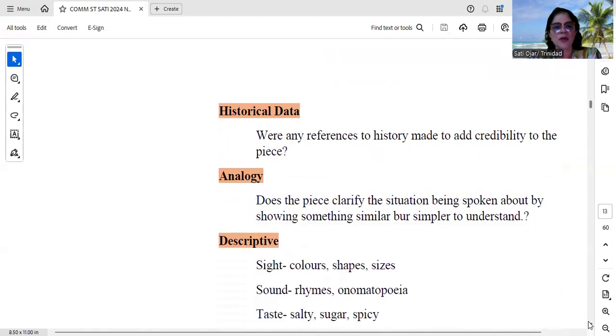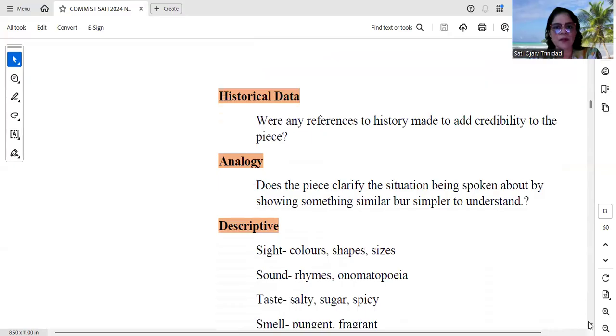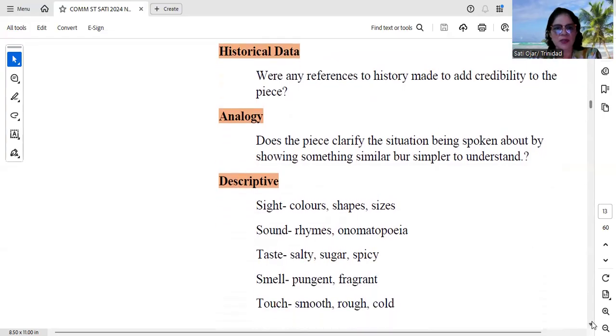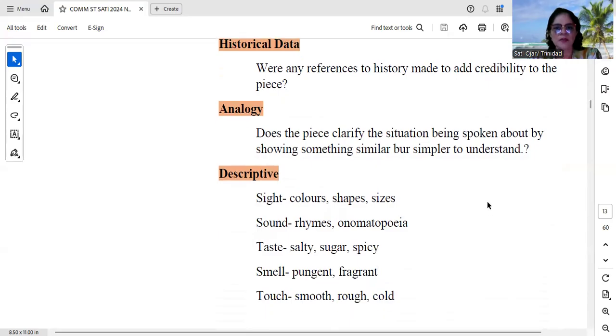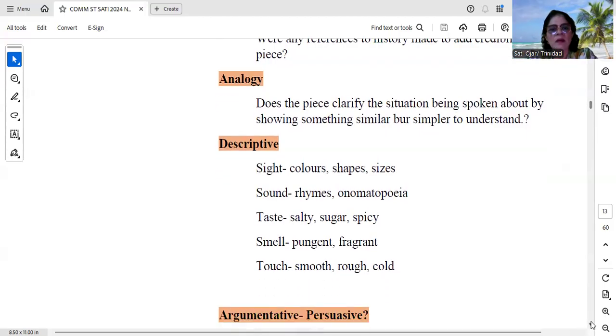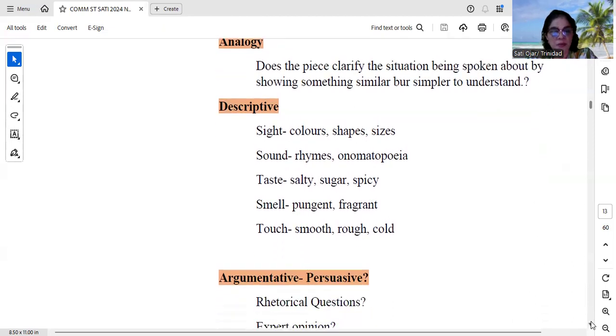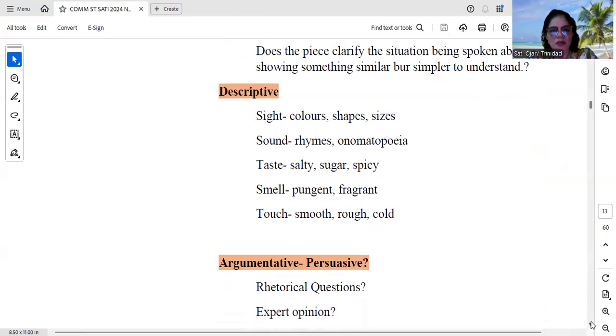Has there been any historical data that was used or referred to in your Module 1? Were any references made to add credibility to the piece? Was there any analogy that was used to help simplify understanding? Does the piece clarify the situation being spoken about by showing something similar but simpler to understand? Was there any descriptive vocabulary that was used in the organization?